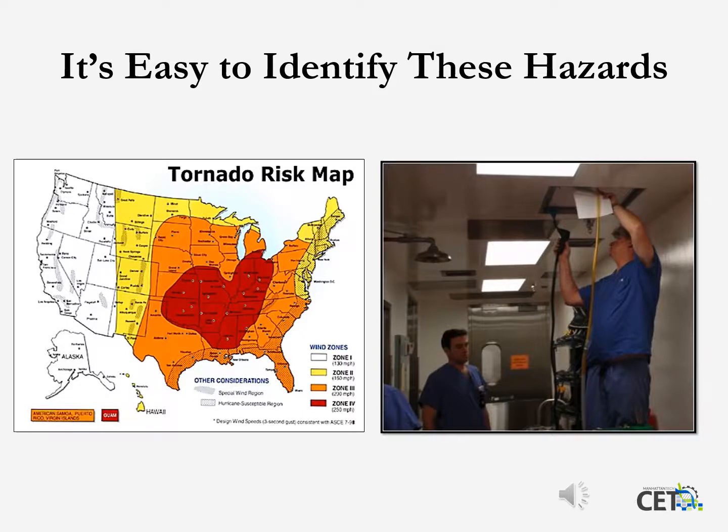So let's do a practice risk assessment. In the picture on the left, it's easy to see where the tornadic hazards are. But if you live in Nevada, is there a risk? See, that's the way this IAM works.